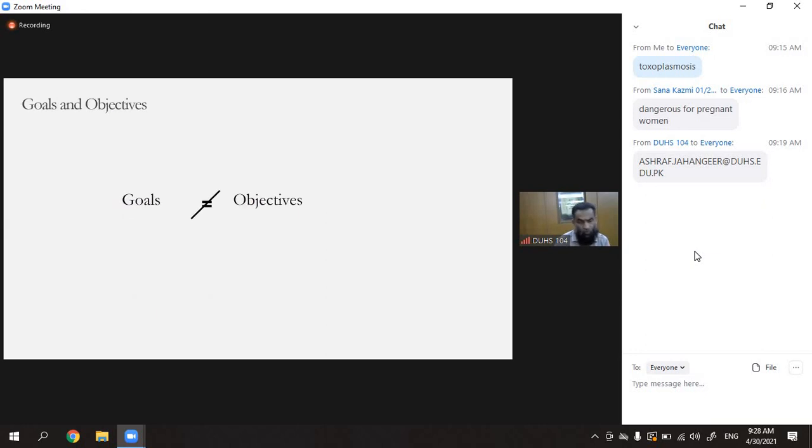So what is the difference between goals and objectives? When you have a research question in your mind, you have to transform that question into a research objective. But there is another terminology called goals. What is the difference between goals and objectives? Goals is broader, in a broader sense, what you want to do. An objective is more specific.